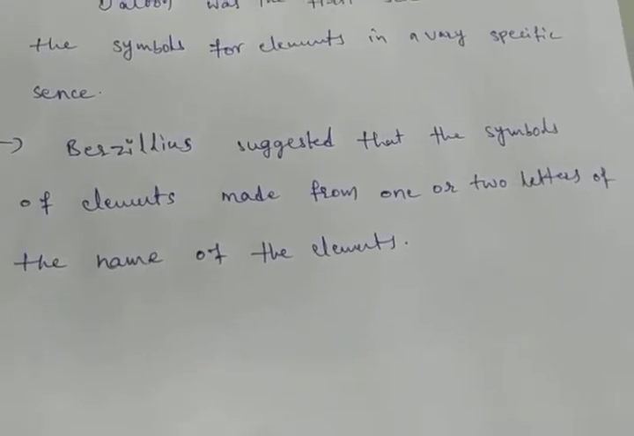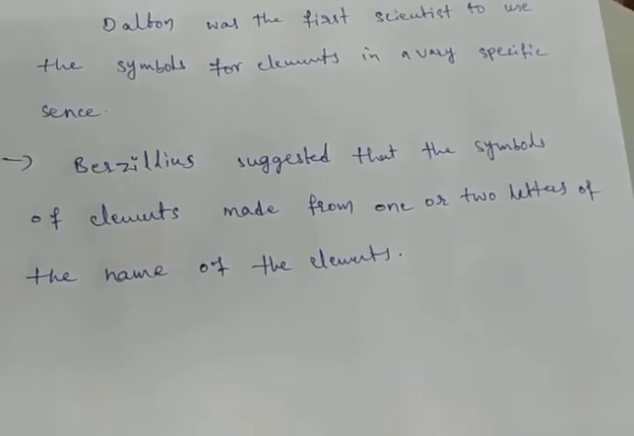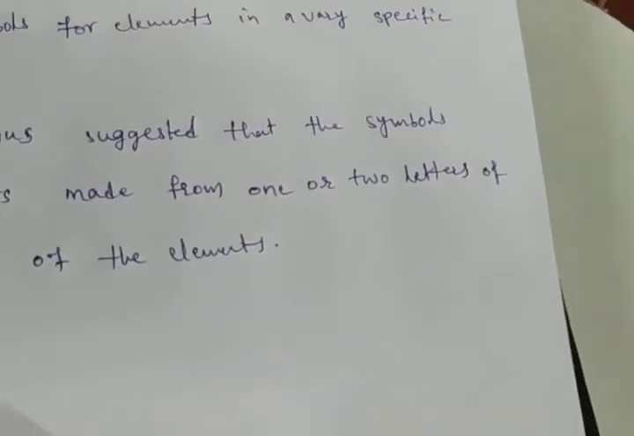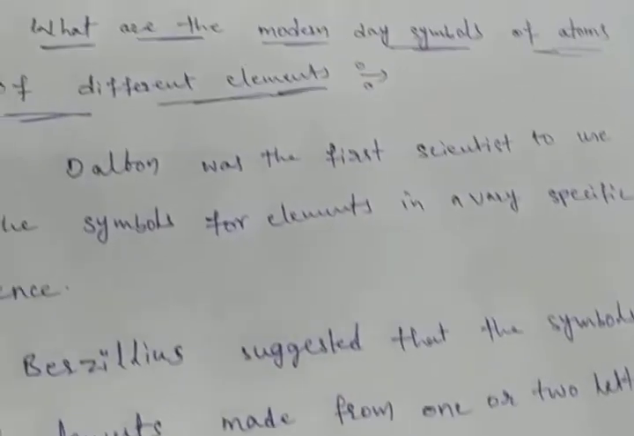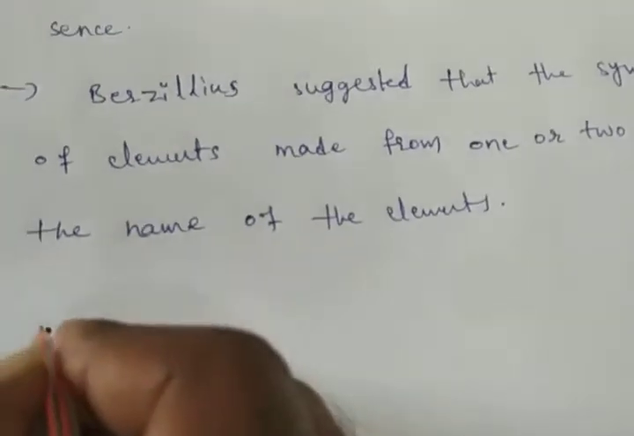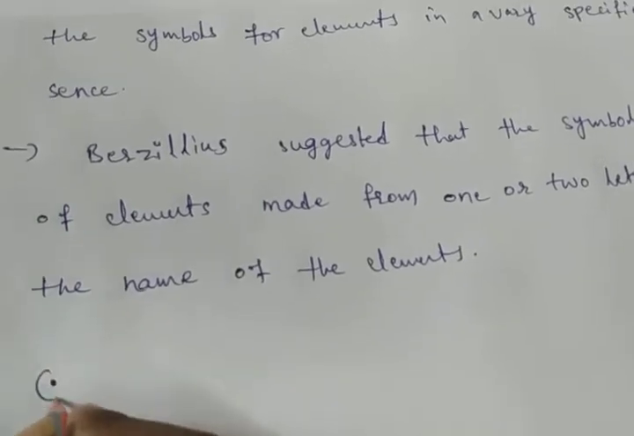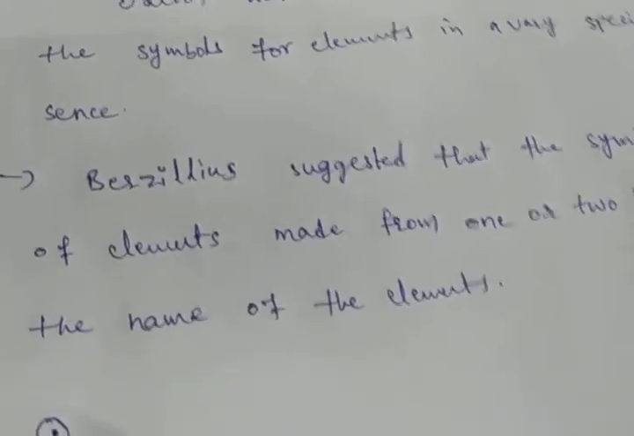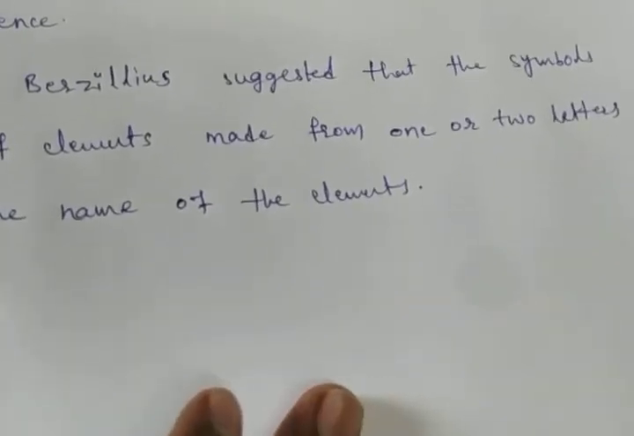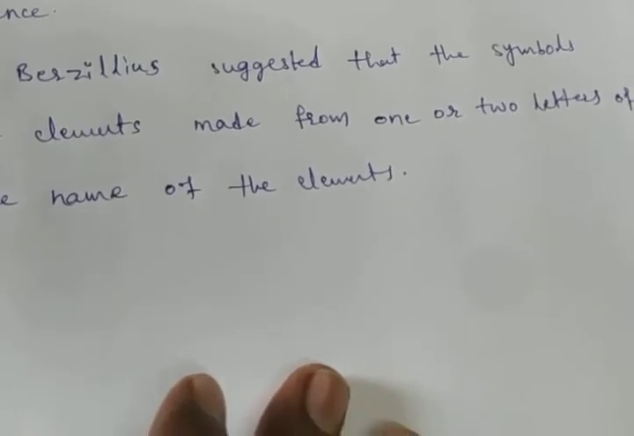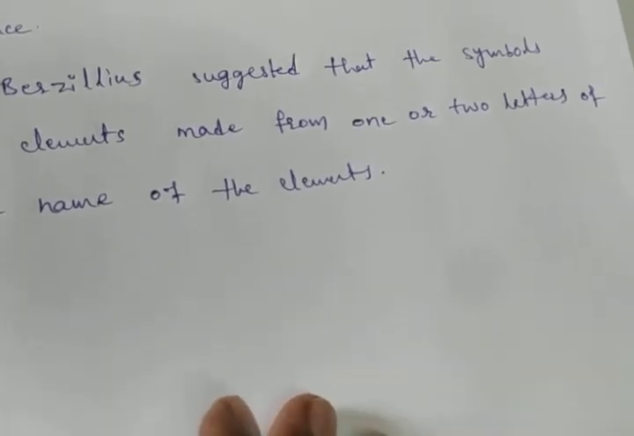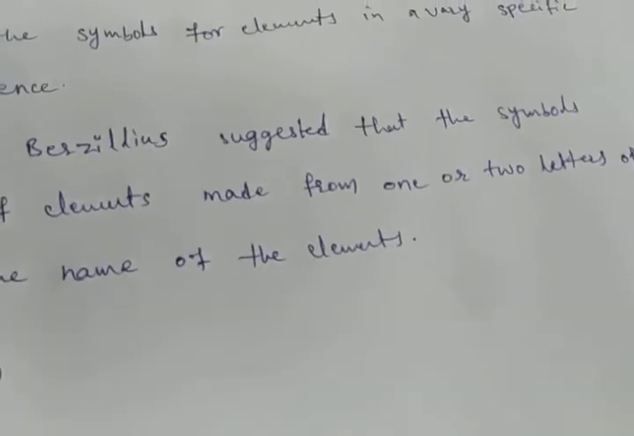Berzelius suggested that the symbols of elements be made from one or two letters of the name of the elements. Now I am explaining according to Dalton. According to Berzelius, the symbols are made from one or two letters of the name of the element. But according to Dalton, he gave the symbols like this.